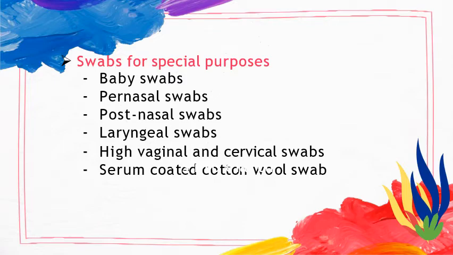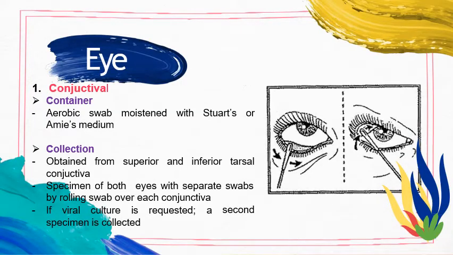Okay. Now we have here on the part of your eye, you can see here we are going to differentiate your Stewart's and Amies medium. Now your Stewart's medium is to maintain the viability of your microorganisms without promoting growth. And your Amies medium is preservation of the properties of the sample.